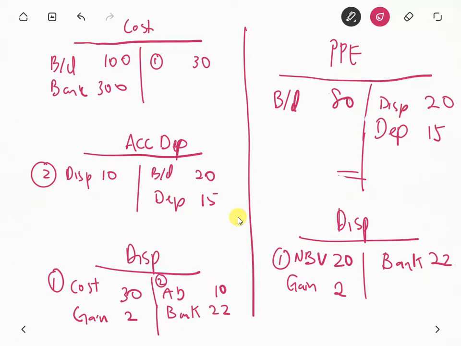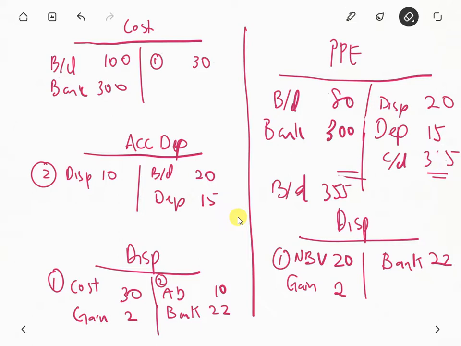Did I buy any asset? Yes. Bank 300. What is my closing balance? 380 minus 35. I have 345. Is it 345? 355. So this 355 is my cost or is it my net book value? Net book value. We already combined together. Understand? Three, four, five.